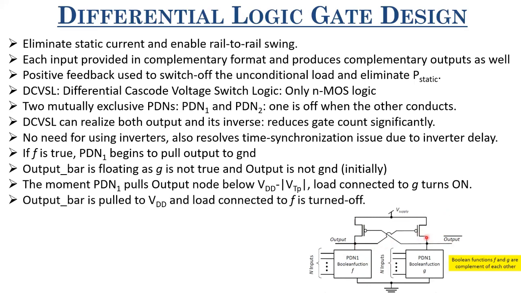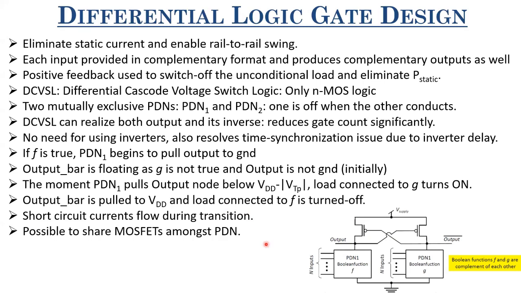So output bar is pulled to VDD here. The moment this voltage reaches VDD minus mod of VTP, at the same time, F will discharge this output to the ground because this is turned off at that moment. When the output bar goes to VDD, this is turned off. However, during this transition, there would be short circuit currents flowing through this network, and that leads to short circuit current power dissipation. And it is also possible to share MOSFETs among the PDNs. So it's not like the number of MOSFETs required here is 2n, because you can share MOSFETs among the PDNs.